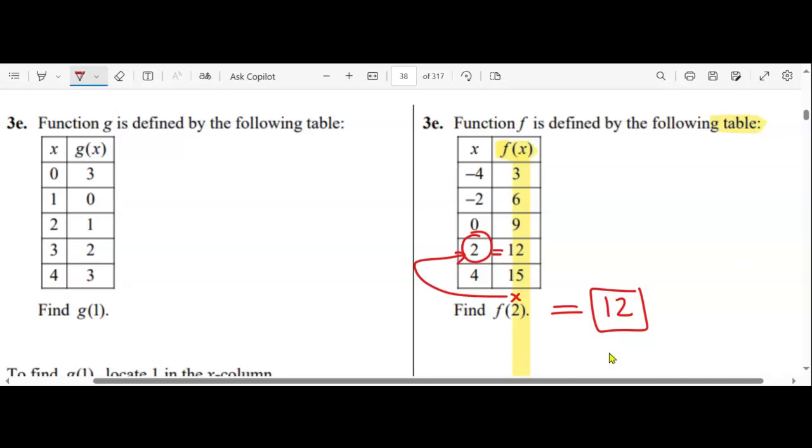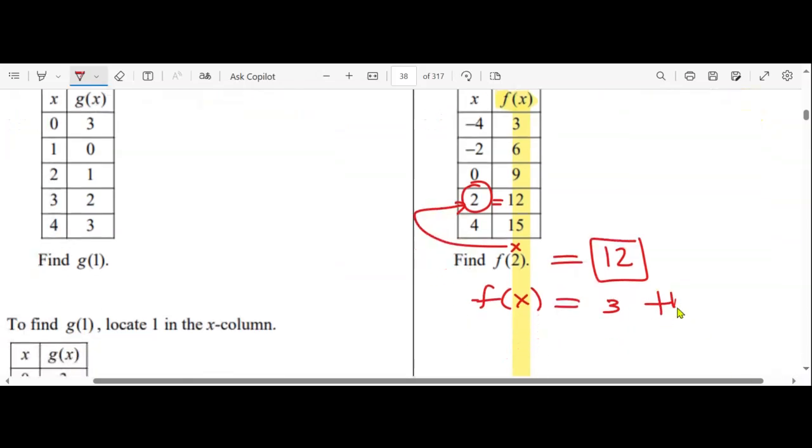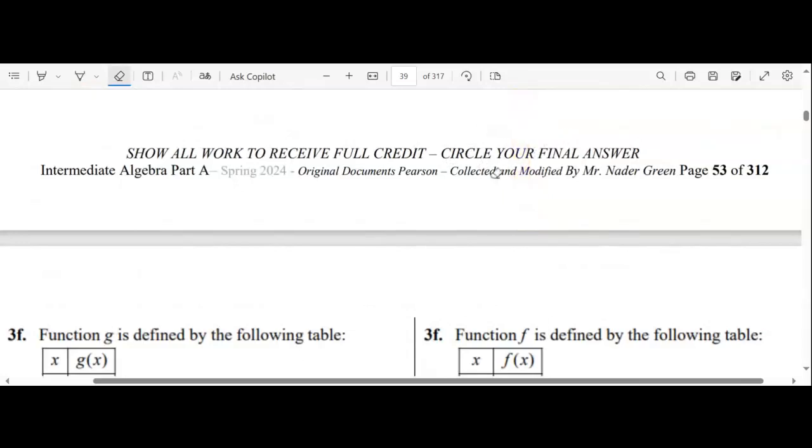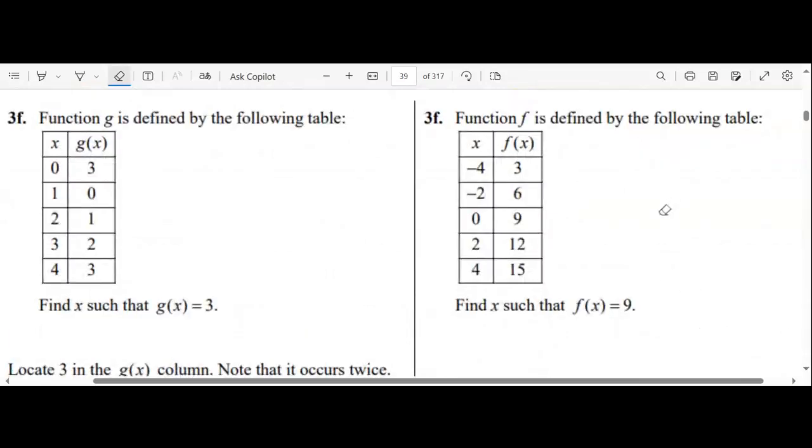What if I say the opposite? If I say the answer is 3, what is x? Minus 4, correct. So x equals minus 4. You get this? I did the opposite. Okay, the opposite is here. What will be the answer? x is 0, correct. Why? Because this is y, or f of x, and it's equal to 0.